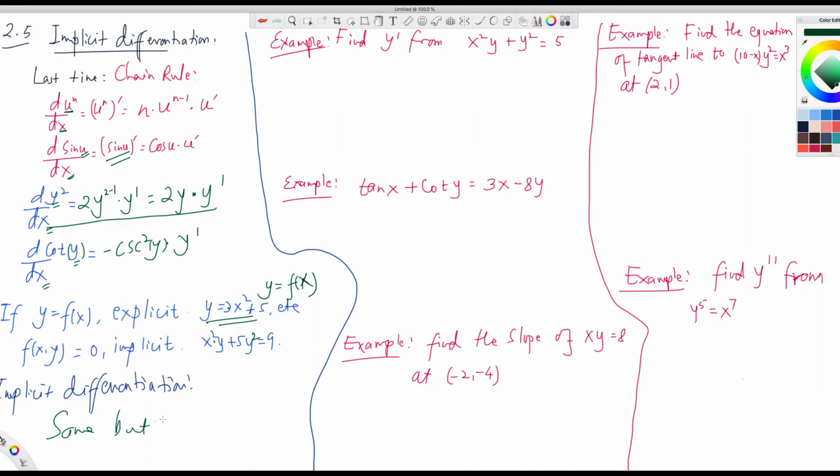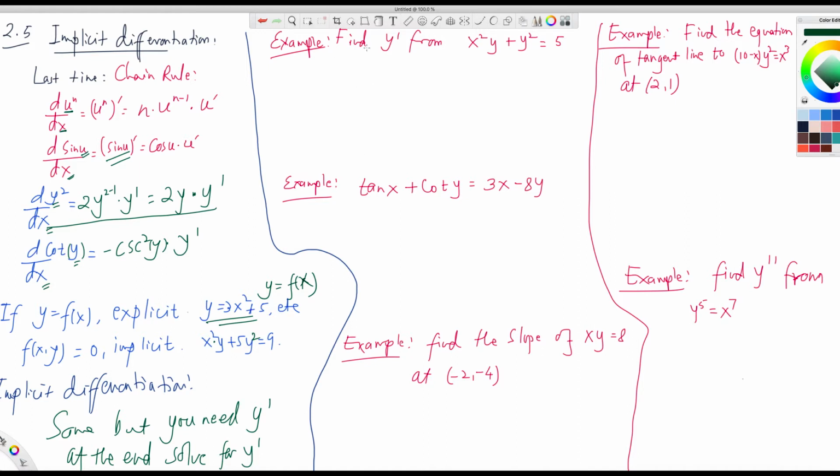But you need y prime for every term that has y involved, or y squared or y cubed involved, and then at the end you will see more than one y prime, because you will have more than one y there, okay? You will see more than one y prime, and then solve for y prime. Solve for y prime, because your goal will be to find the derivative of y. That means your goal would be to solve for y prime.